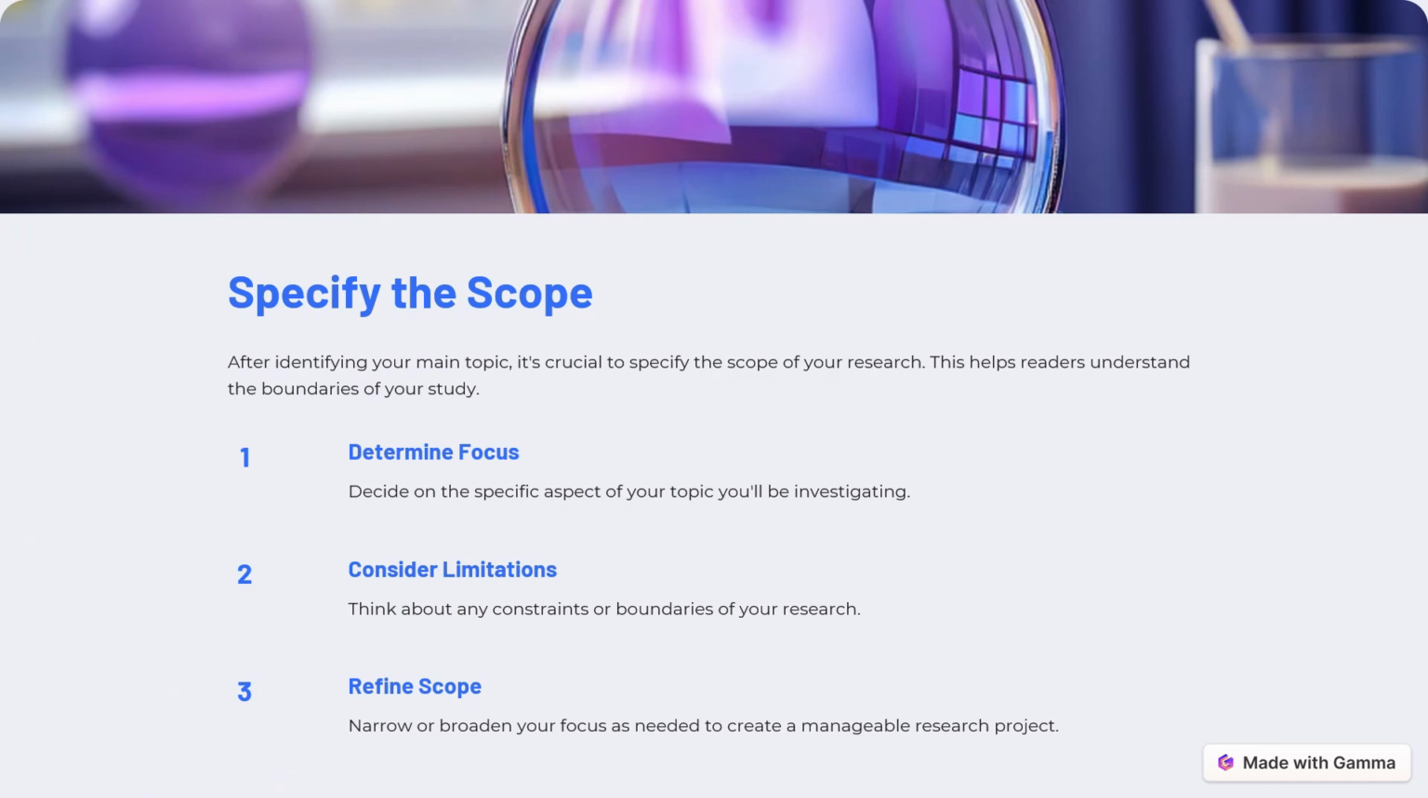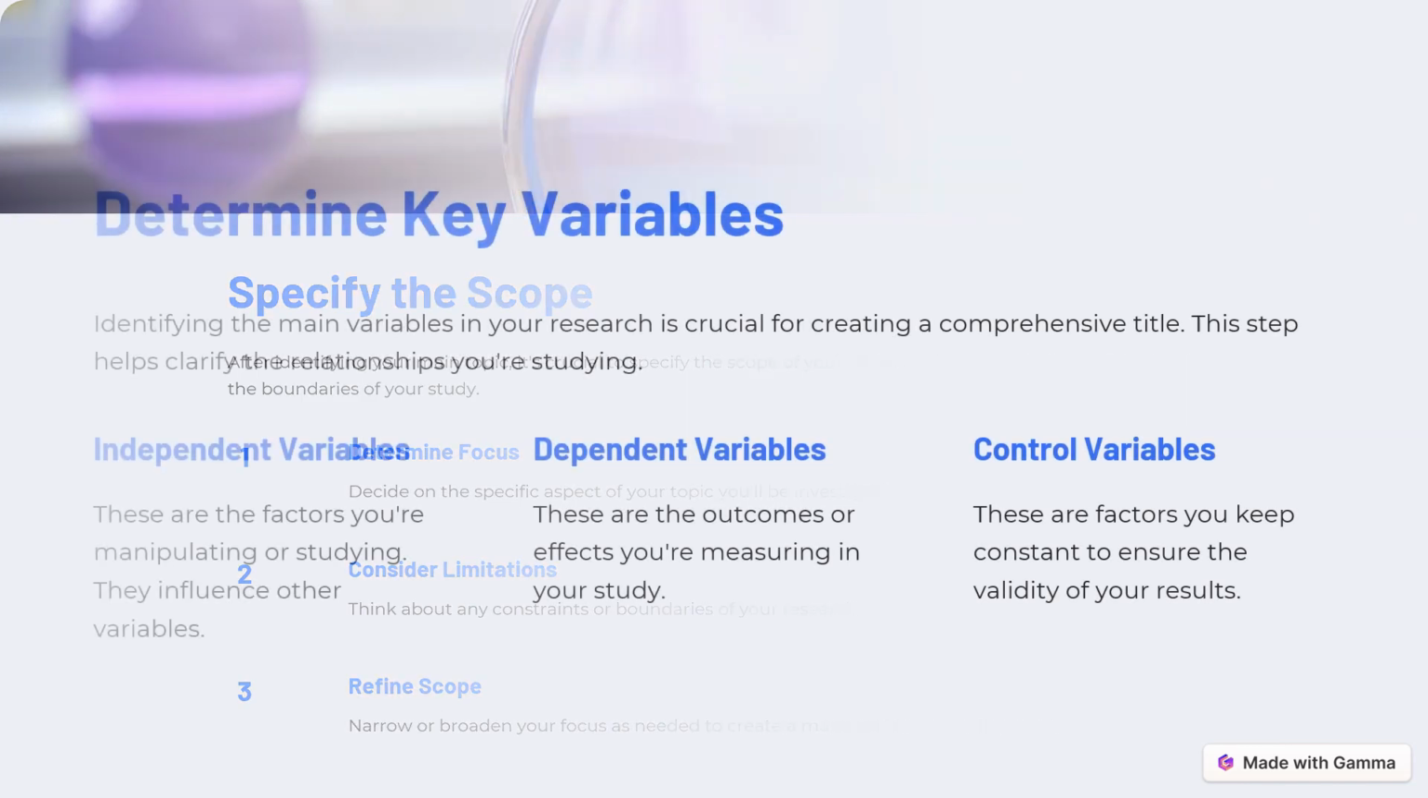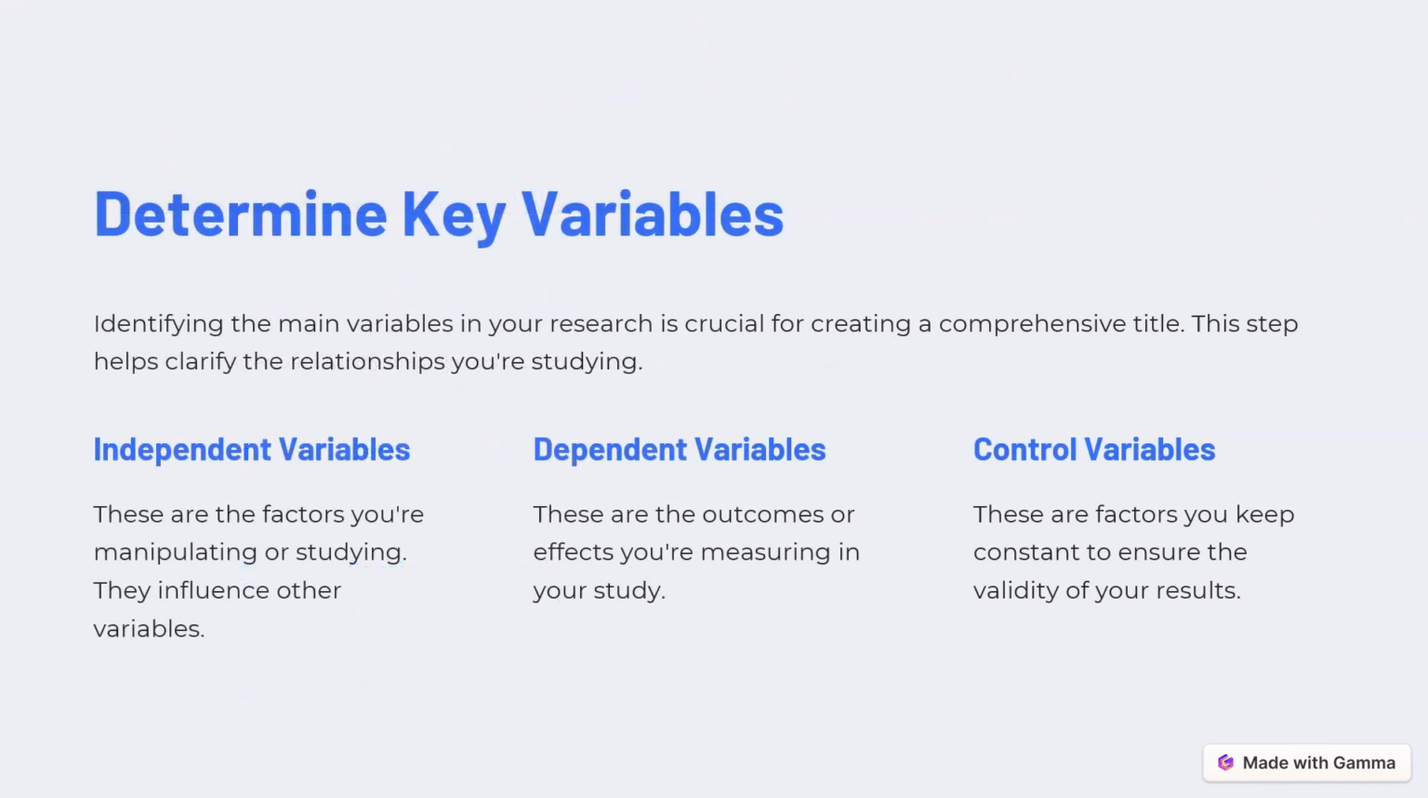Determine key variables. Identifying the main variables in your research is crucial for creating a comprehensive title. This step helps clarify the relationships you're studying. Independent variables. These are the factors you're manipulating or studying. They influence other variables. Dependent variables. These are the outcomes or effects you're measuring in your study. Control variables. These are factors you keep constant to ensure the validity of your results.